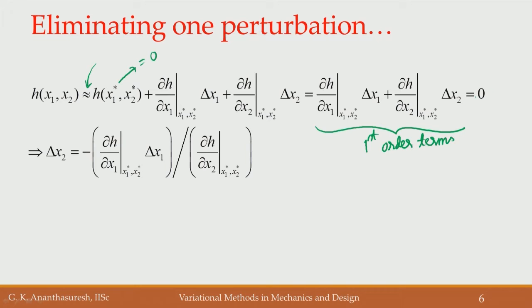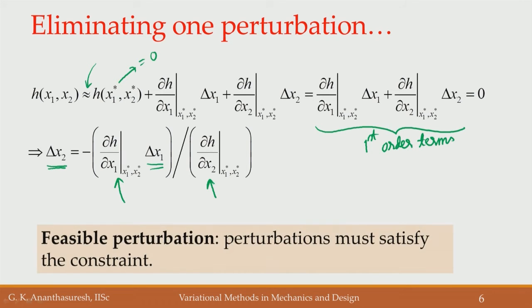Therefore, by using this relationship we can get delta x 2 in terms of delta x 1 and the partial derivative of h with respect to x 1 evaluated at that point, and the partial derivative of h with respect to x 2 evaluated at x 1 star x 2 star. Okay. So, now we are eliminating perturbations rather than the variable itself. It is an approximation, which is fine because the local minimum is always defined with respect to a local vicinity. So, taking first order perturbation is perfectly fine with that. So, the feasible perturbation is something that satisfies the constraint even after perturbation.